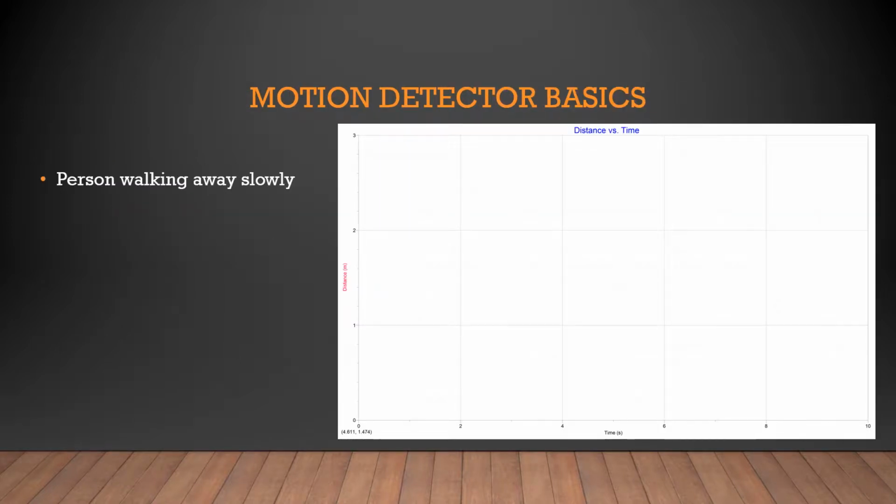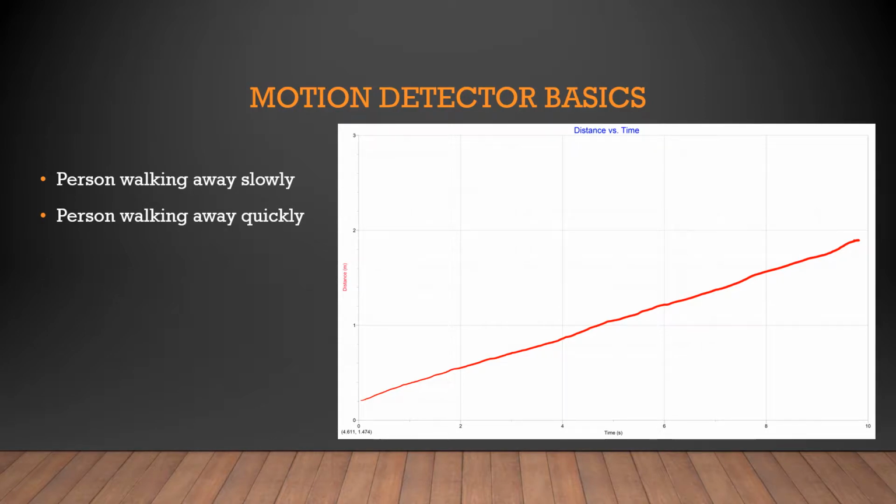When we look at our motion detector graphs, remember, the motion detector worked by showing you position relative to the motion detector: how far away from it are you and which way are you moving? So we have a person walking away slowly, who might start close to the detector and not get super far away in a long time. However, if a person was walking quickly, they might have a much steeper slope because they cover either the same distance or more distance in much less time.